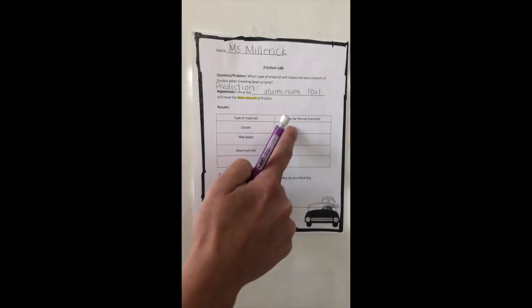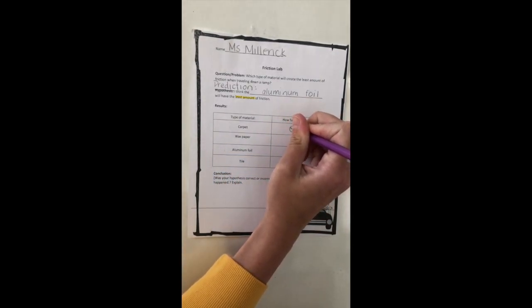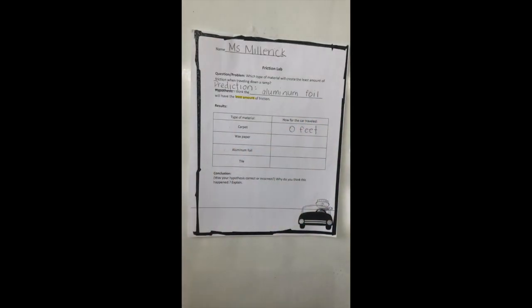So over here next to carpet, it says how far the car traveled. I'm going to write 0 feet. The car didn't even make it all the way down the ramp. That means that there was a lot of friction in between the toy car and the carpet.